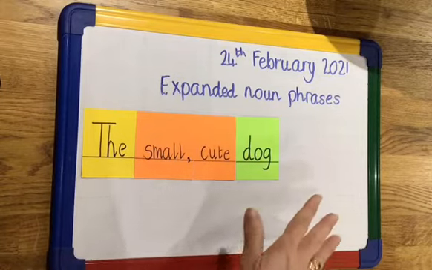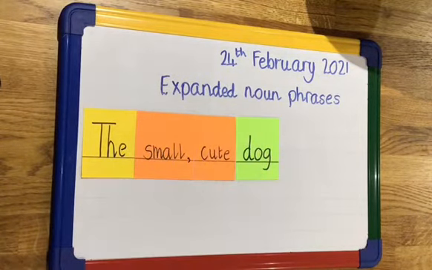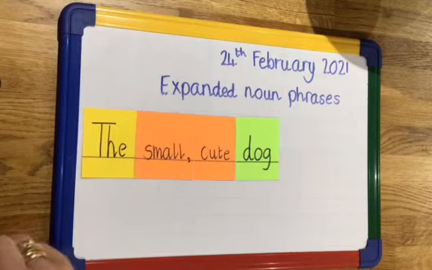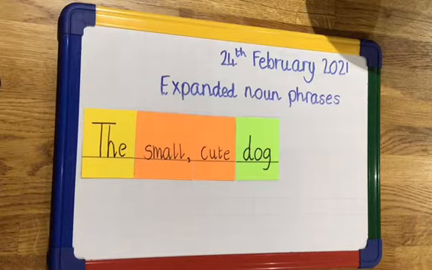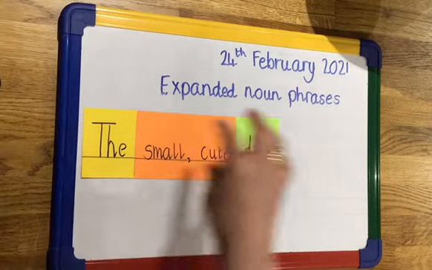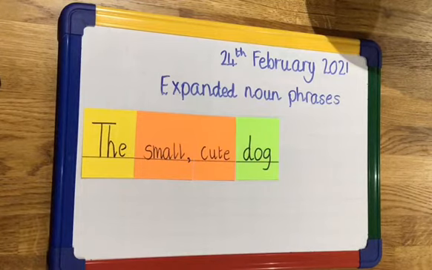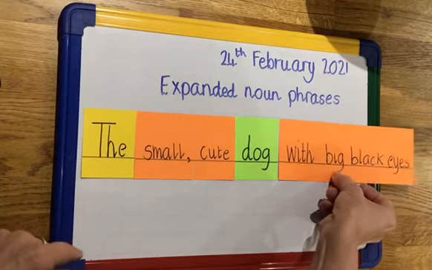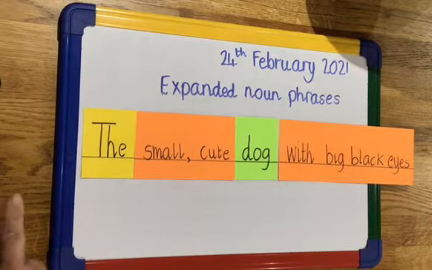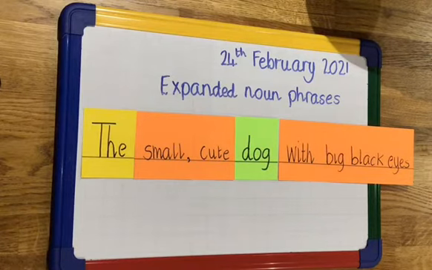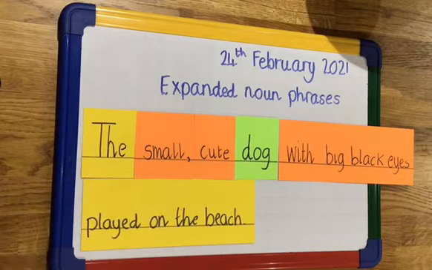So now I've got a much more interesting description for my dog that is going to help my reader picture what my dog looks like. However, I could make it even better by adding a prepositional phrase after the noun using the preposition with. So in the picture you'll see in the PDF, the dog has got big black eyes. So I'm going to say the small cute dog with big black eyes. So that is an even more exact description of my dog. I'm going to finish my sentence now and say, oh, the small cute dog with big black eyes played on the beach.